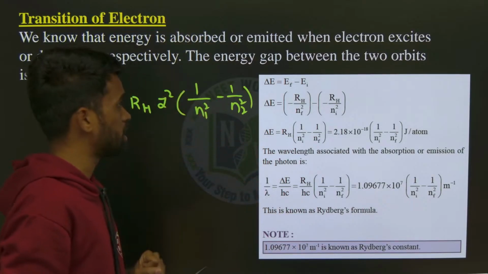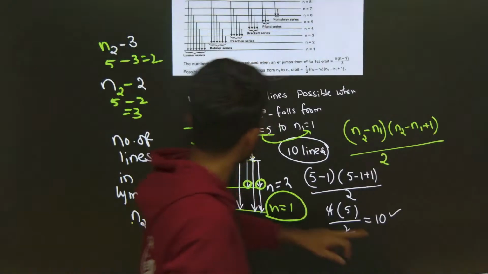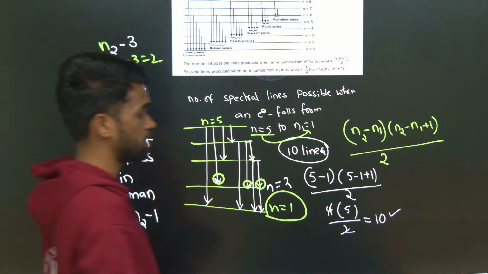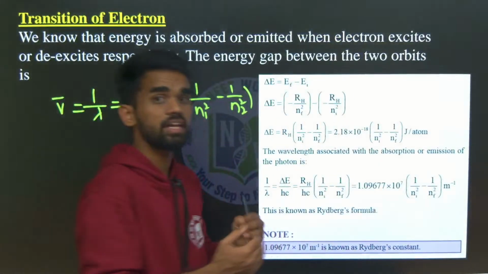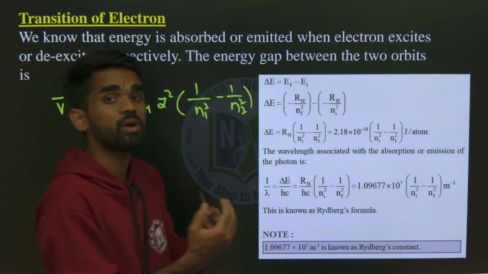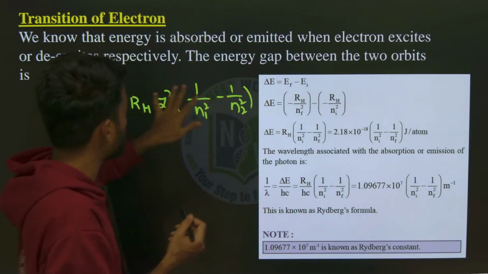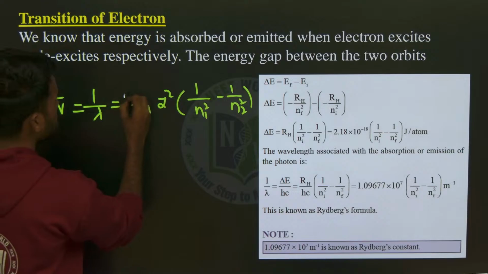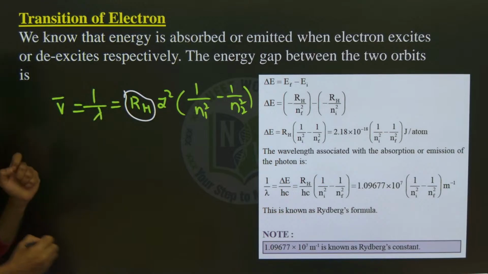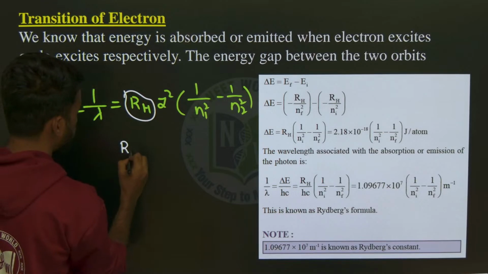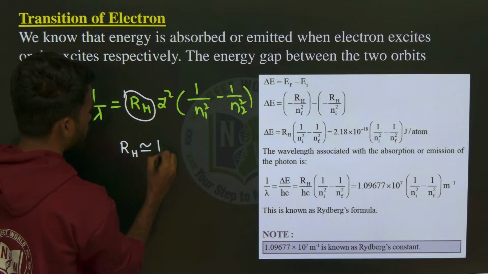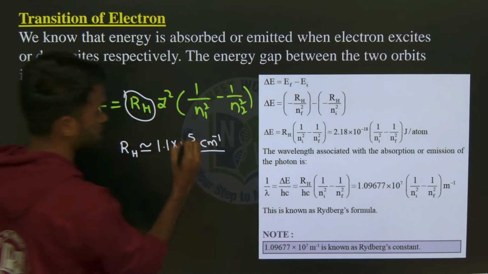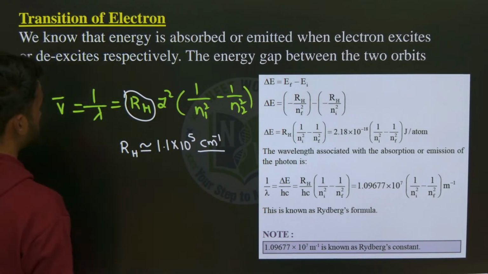What is the use of studying this formula? Just now we have seen electrons falling from a higher energy state to a lower energy state. So in this case, the energy difference or the wavelength change during this process can be calculated using this formula. Okay, so what does this RH mean? It's Rydberg's constant. You can take its value approximately as 1.1 into 10 power 5 centimeter inverse. You can substitute here.